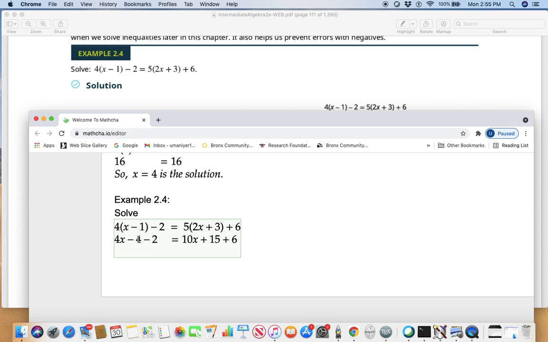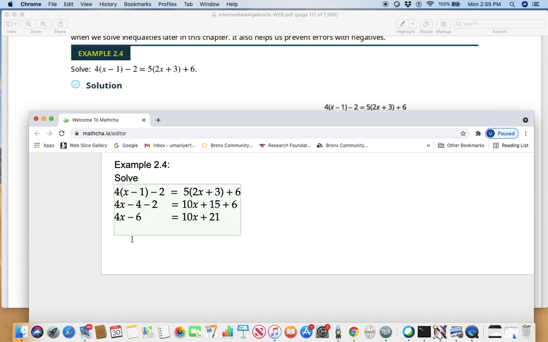Notice the constants can be simplified. 4x minus 6 equals 10x plus 21. Now, you have an x here and an x here. You can subtract, you can take away one of the x's. Alright, so I like to write the bigger x first. So I'll take this expression and write it here. And I'll take this expression and write it here.